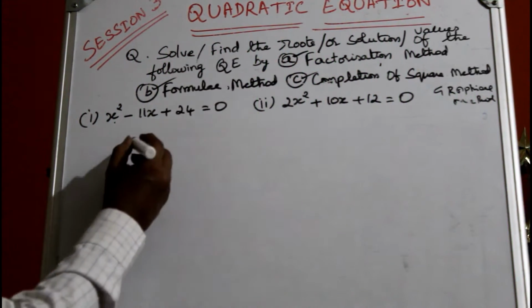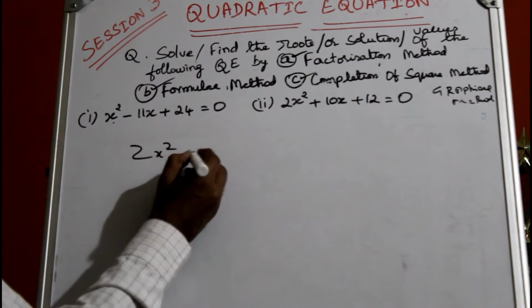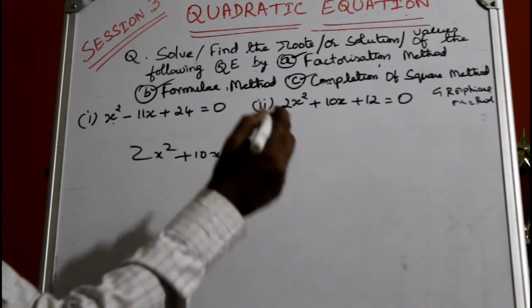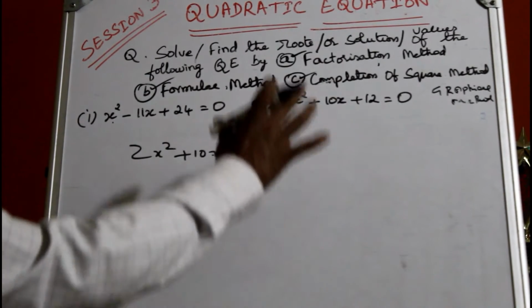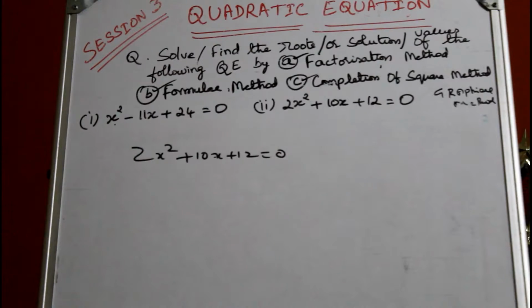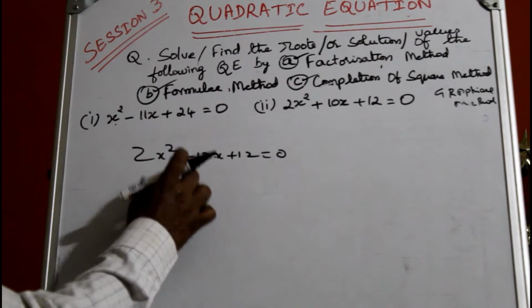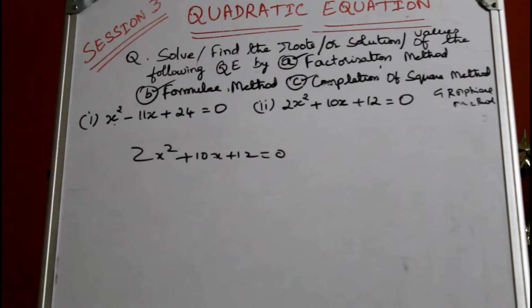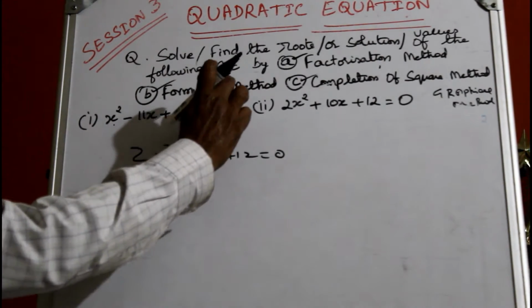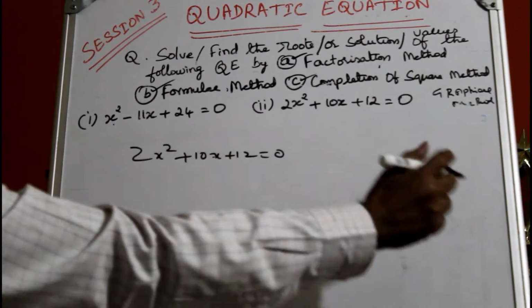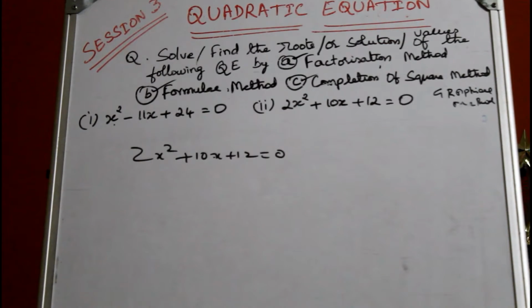Coming to the second sum, 2x square plus 10x plus 12 equal to 0. So first we'll try the factorization method. Factorization method is a very simple one, and generally any question to get the roots or solution or values, we follow the factorization method. Afterwards we'll do formula. It is slightly harder, not harder, time consuming. Last one is completion of square method, which is quite harder.